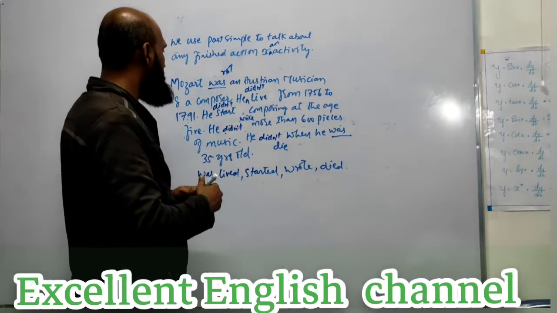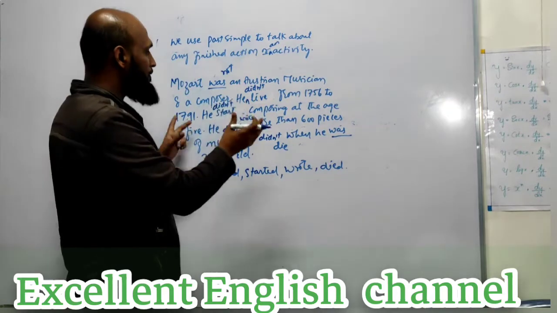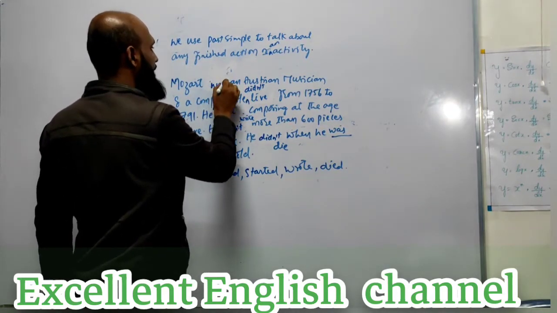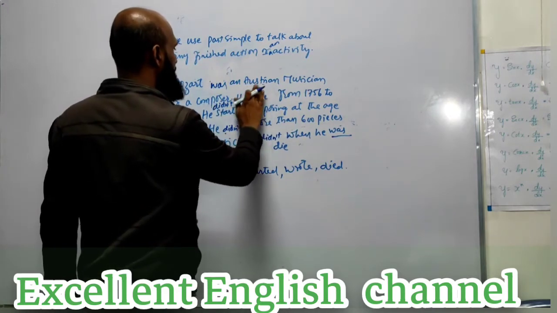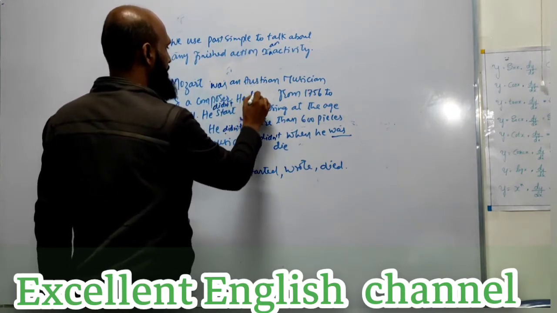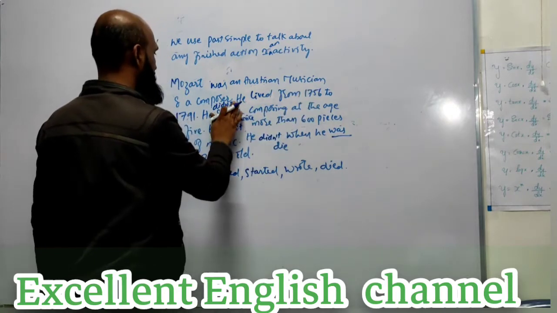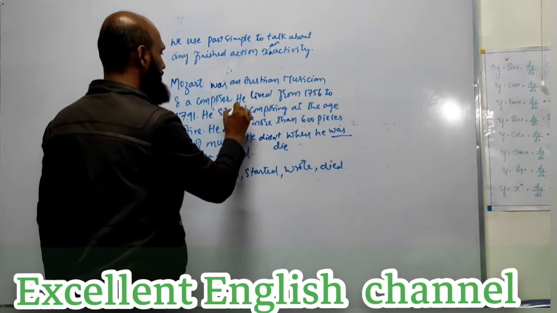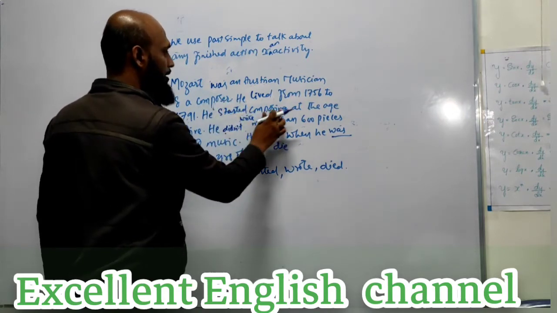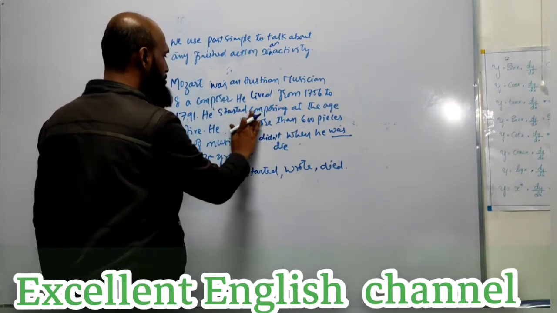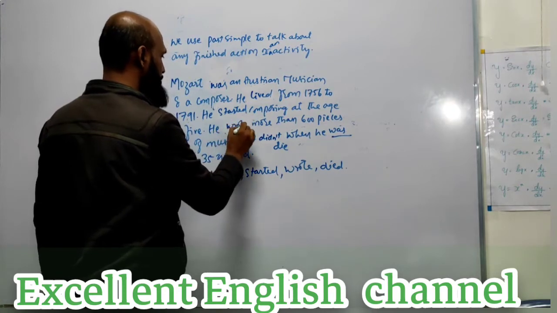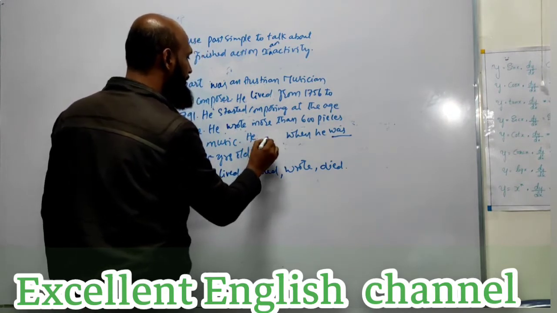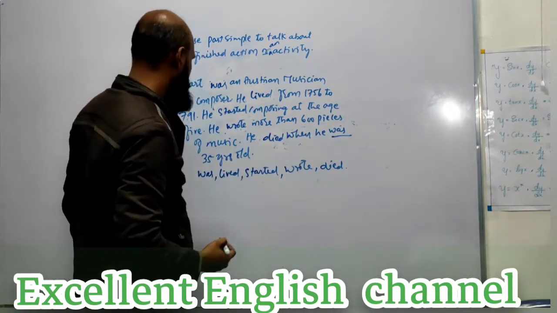How are you going to make positive questions? Now we need to reverse the changes. Now let us come back to that. Mozart was an Austrian musician and composer. He lived from 1756 to 1791. He started composing at the age of 5. He wrote more than 600 pieces of music. He died when he was 45 years old.